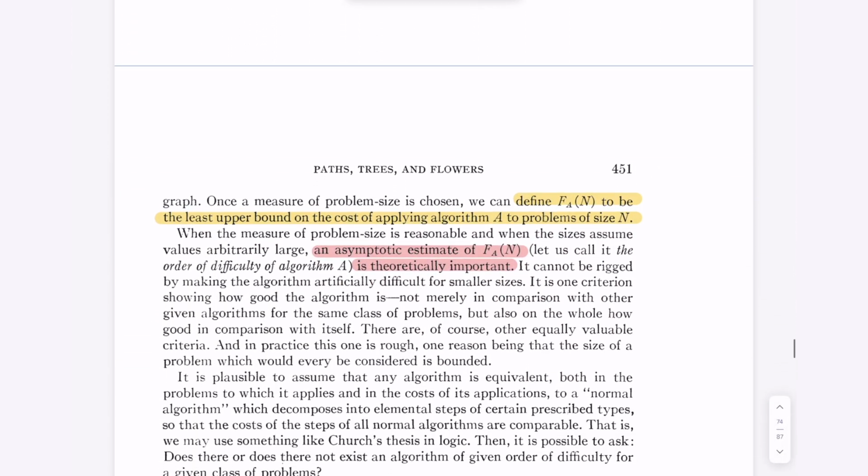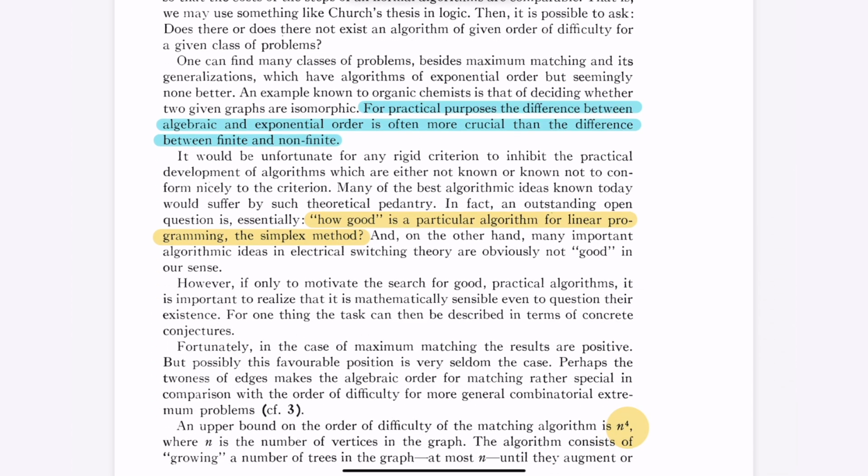What else is down here? We define f_A(n) to be the least upper bound on the cost of applying algorithm A to problems of size n, right? He's trying to formulate this thing, and he says we want to get an asymptotic estimate of the running time, and that's theoretically important. Okay. For practical purposes, the difference between polynomial and exponential time is more crucial than the difference between finite and non-finite. And here's a great thing. In fact, an outstanding open question is essentially how good of an algorithm can we get for linear programming? He actually asked it for the simplex method.